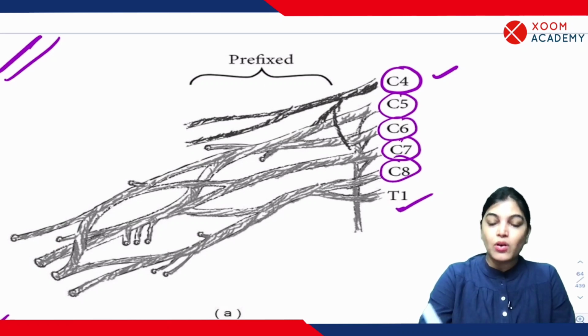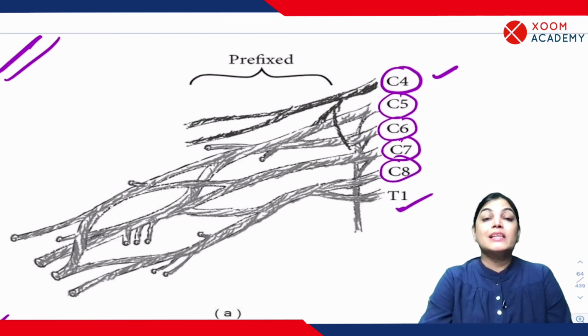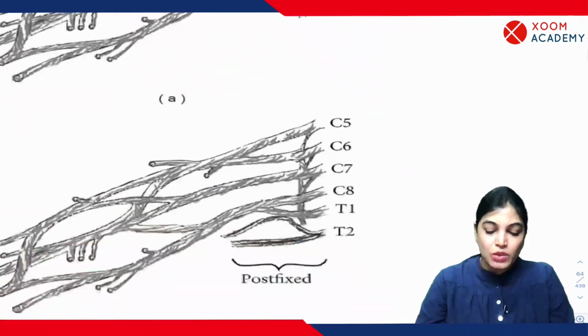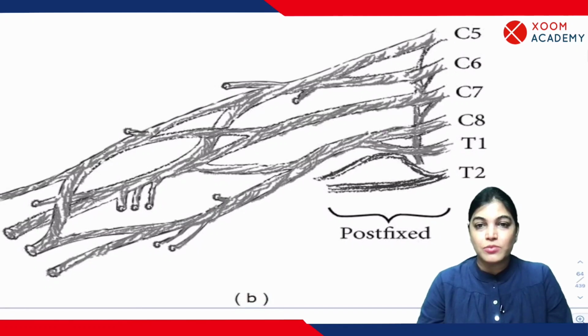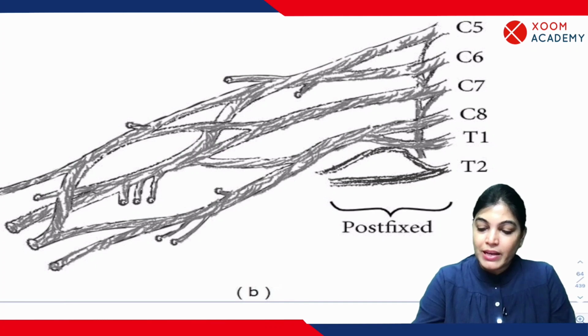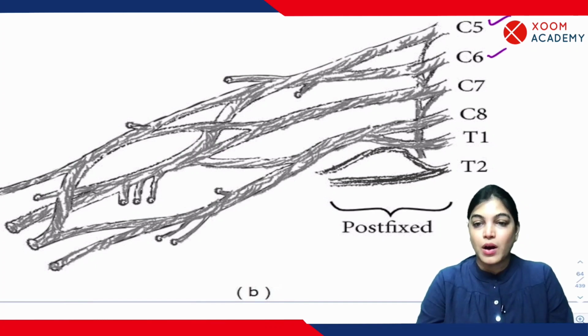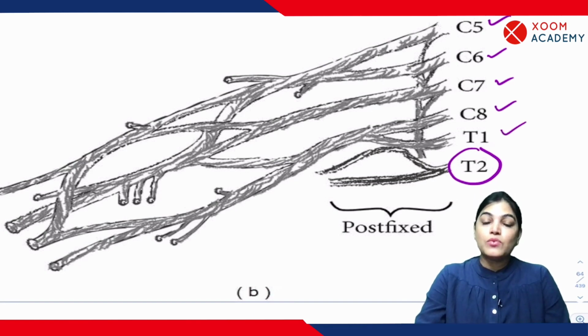Okay, so if the contribution of C4 is prominently taken in the formation of brachial plexus, this type of brachial plexus is called prefixed brachial plexus. Now let me show you the other image, where you can see the post-fixed brachial plexus. In this image, you can see that the formation of brachial plexus takes contribution from T2 also, along with C5, C6, C7, C8. So this kind of brachial plexus formation is called post-fixed type of brachial plexus.